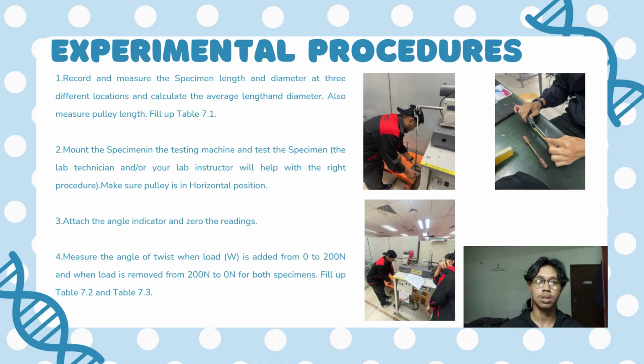Then for the third procedure, we have to attach the angle indicator and zero the readings. Then for the fourth procedure, we have to measure the angle of twist when the load, which is W, is added from 0 to 200 Newton, and when the load is removed from 200 Newton to 0 Newton for both specimens. Fill up table 7.2 and table 7.3.